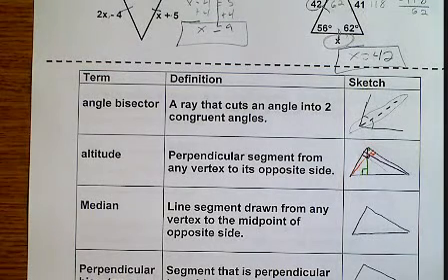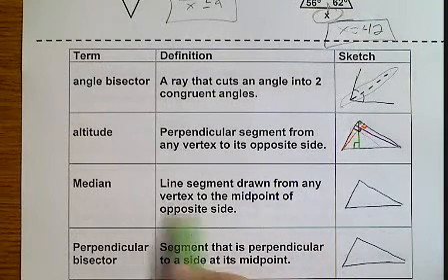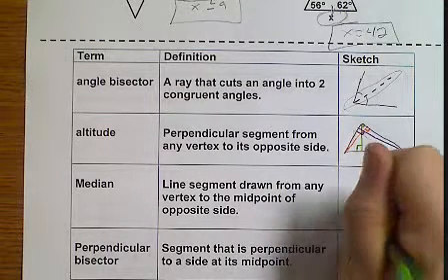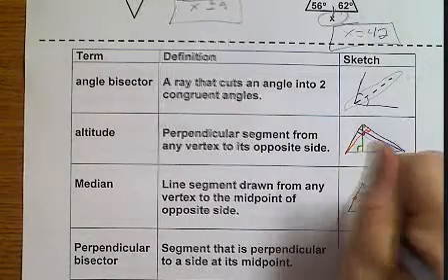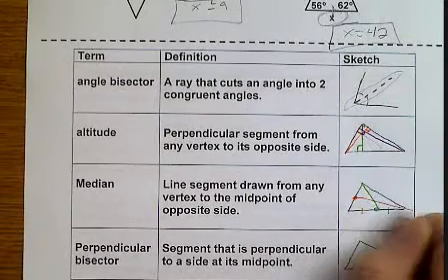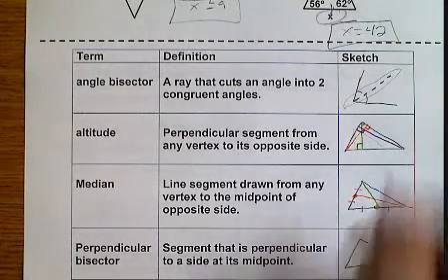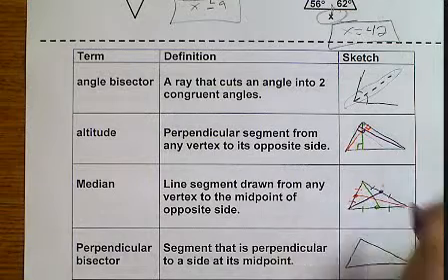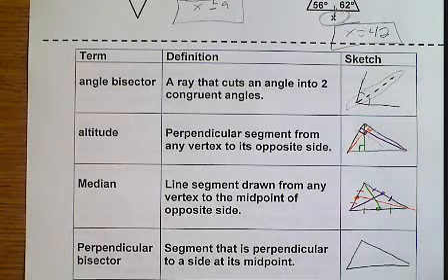Next, I have a median. The median is from a vertex to the midpoint. So this is halfway. That's one median. This is halfway. So that's another median. And that's halfway. So that's our third median. Okay, medians cut the opposite side in half.